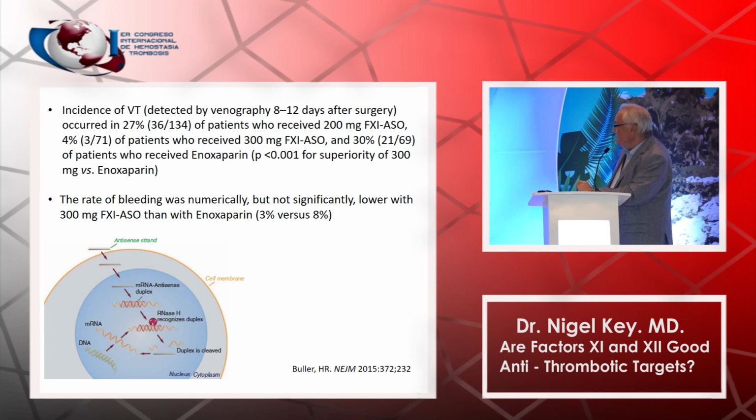So I'll read you here. The incidence of venous thrombosis, and this was detected by venography 8 to 12 days after surgery. They looked at 2 dose levels, 200 milligrams of factor 11, 300 milligrams of factor 11 ASO. These two, and then compared it to enoxaparin.